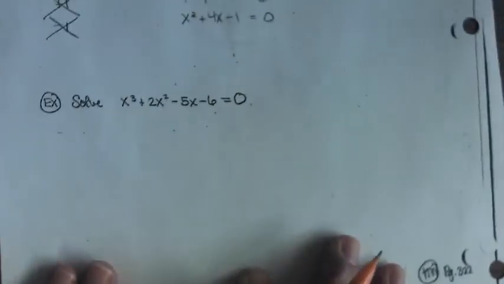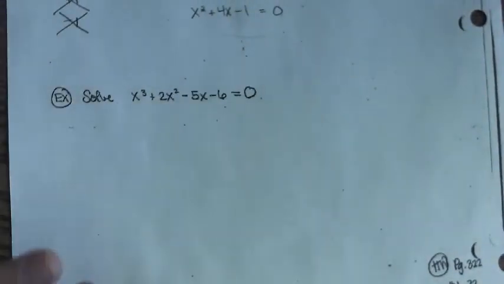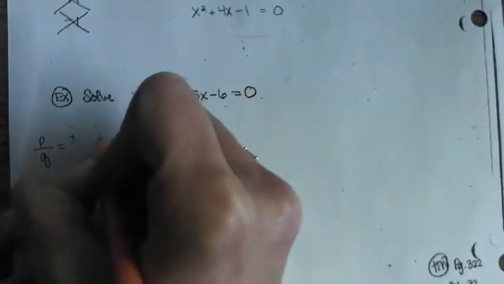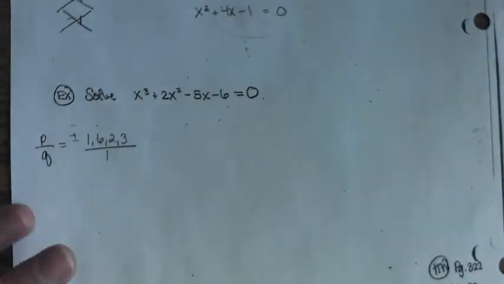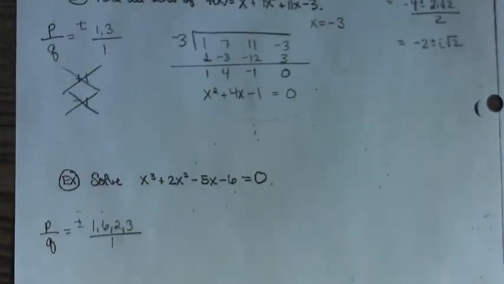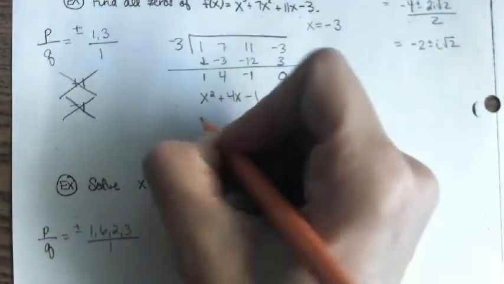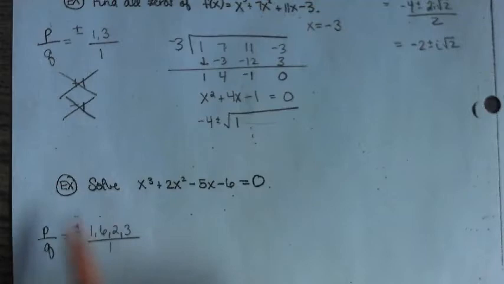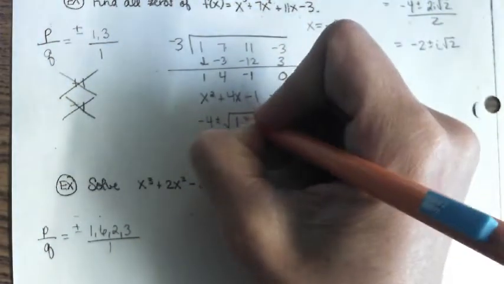And the last one, P's and Q's. Our P's are 1, 6, 2, and 3. Our Q's are just 1. You want me to finish it? While I'm doing the last problem, I want you guys to try to find something that works down here.